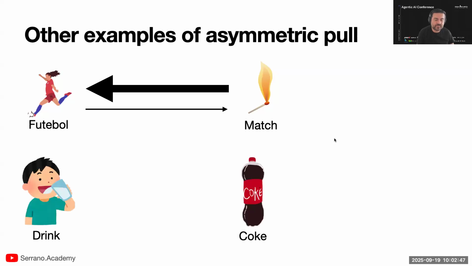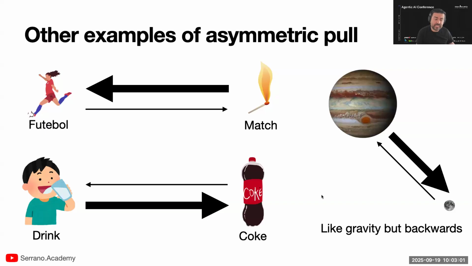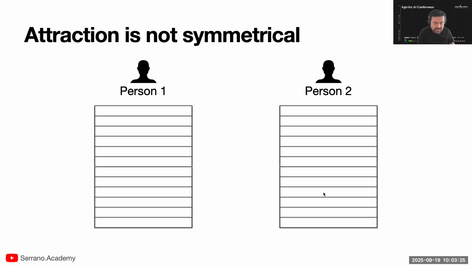What about drink and Coke? Coke pulls more, right? Because if I say Coke, I say drink. But if I say drink, I could be talking about a lot of other stuff that are not Coke. So it's like gravity, but backwards. Because see, check this out. It's the small world, the one that pulls the big one. If I have a very popular word, that word gets pulled in all directions, right? Whereas if I have a very obscure word, it doesn't get pulled anywhere. It just stays there and pulls other words to it, right? So attraction is not symmetrical, yeah?